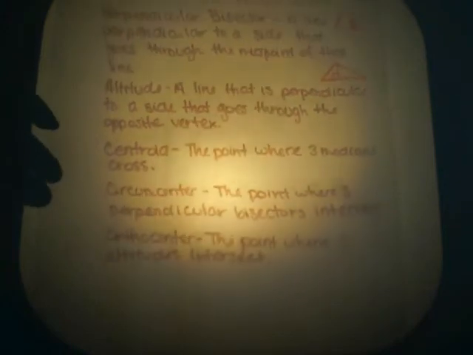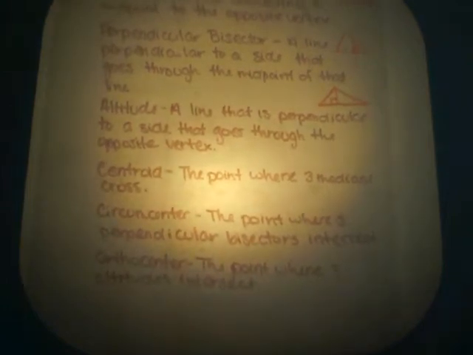And centroids, remember we had some centers of triangles. A centroid is the point where 3 medians cross. A circumcenter is a point where 3 perpendicular bisectors cross. And an orthocenter is the place where 3 altitudes cross. Okay, so we have all 6 vocab words: the median, perpendicular bisector, altitude, centroid, circumcenter, and orthocenter. Okay, so that's all of our vocab that we need to know.